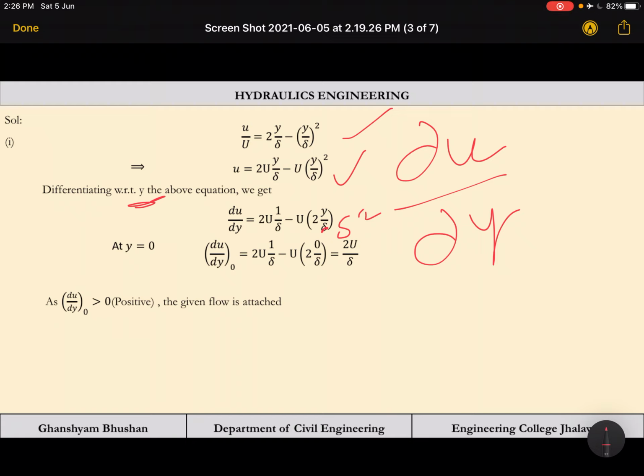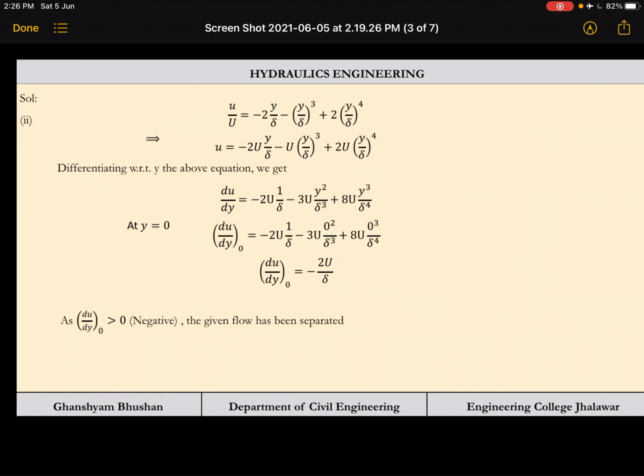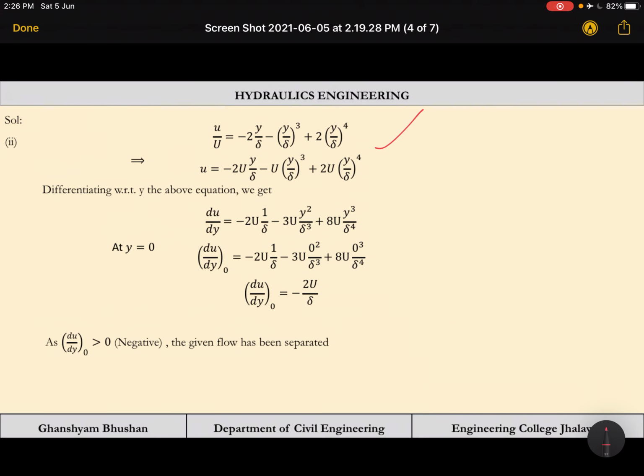At y equal to 0 the second term is 0 and this becomes 2U by delta. U is positive and delta is also a positive quantity, so this ratio is greater than 0, or positive. As du by dy at y equal to 0 is greater than 0, the flow is attached.